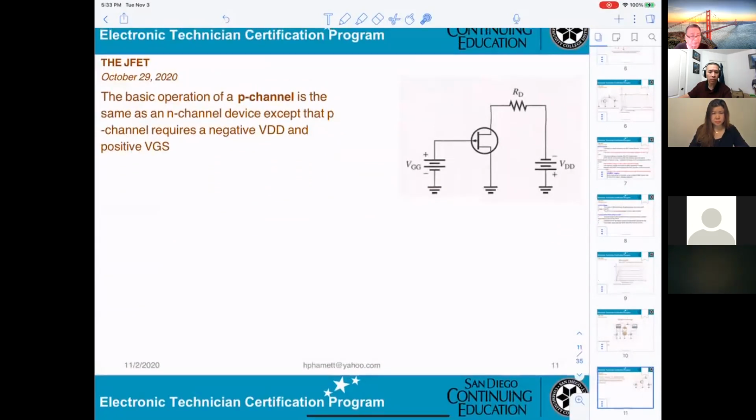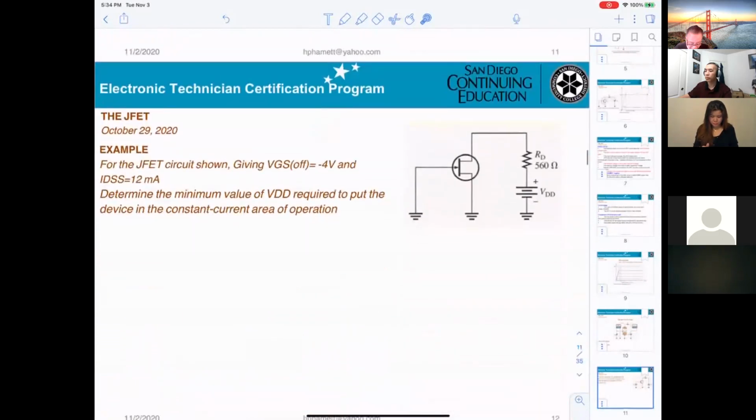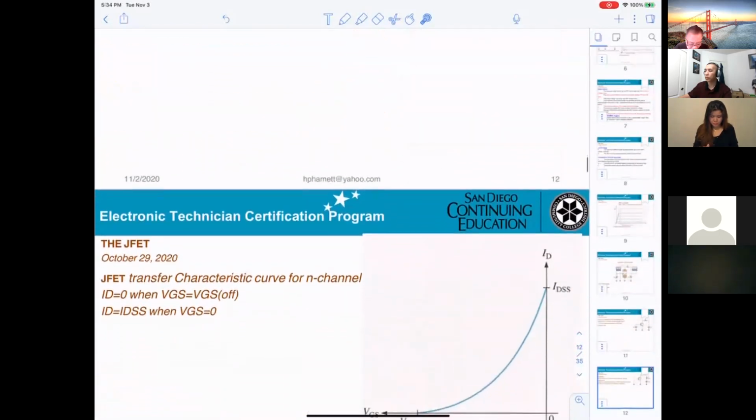That's just telling you the difference between a P channel and an N channel. On the N channel, VGG has to be negative and VDD will be positive. However, on the P channel, VGG has to be positive and VDD will be negative. That's the only difference. This one we already calculated.